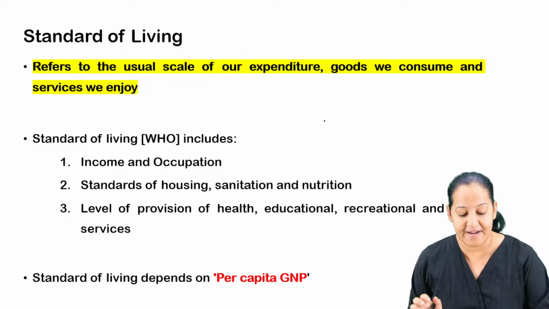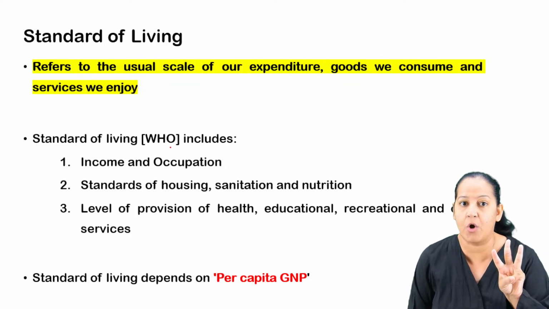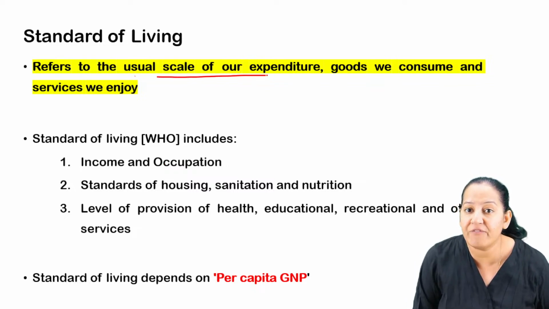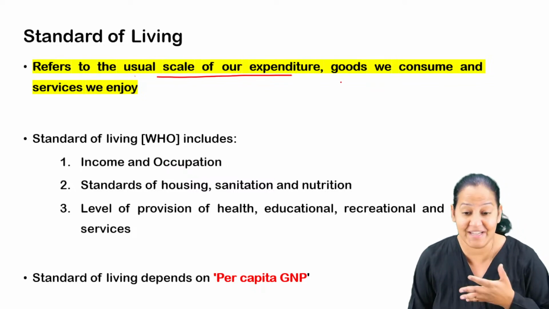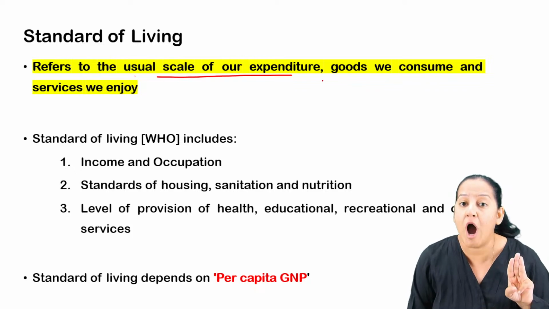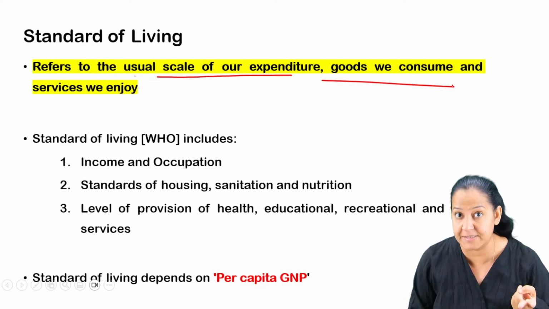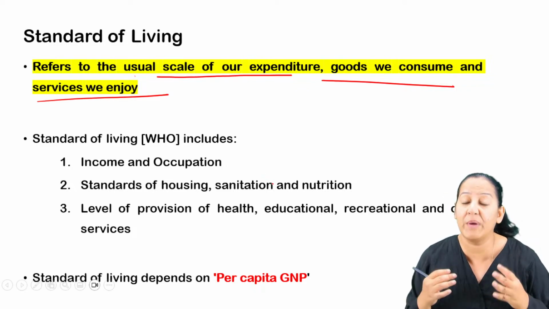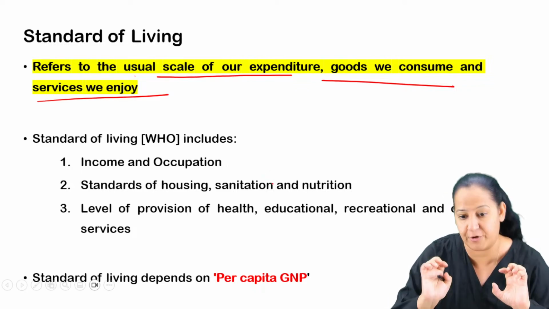Basically, the standard of living depends on 3 things according to WHO. What is standard of living? It refers to the scale of expenditure, how much expenditure the person can do. Number two, how many goods the person can consume, and how many services the person can enjoy. Based on these three things, we decide the standard of living of that particular person.